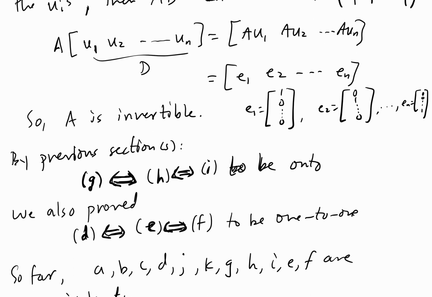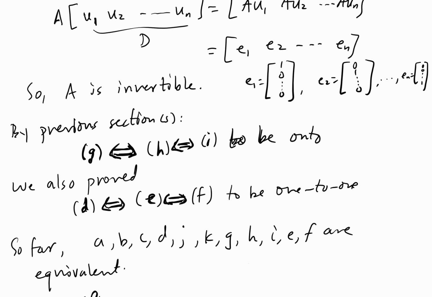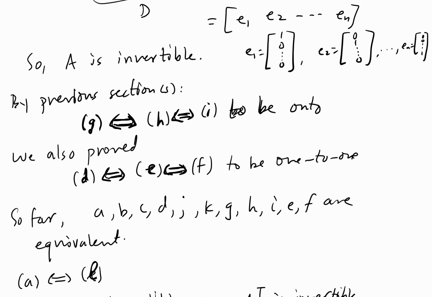So far we have that all these are equivalent: A, B, C, D, J, K, G, H, I, E, F. So A, B, C, D, E, F, G, H, I, J, K. L is missing. So we need to prove that A implies L or vice versa. A implies L.